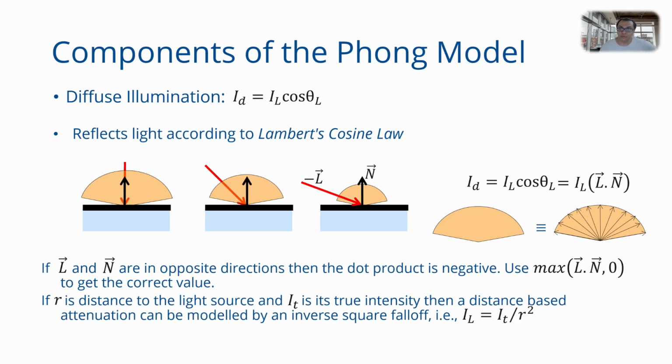Notice that the diffuse component only depends upon the position of the light source with respect to the surface and the surface normal. It does not depend upon where you are looking at the surface from. So you can look at the surface from whichever direction you want, and you will perceive the same amount of reflected illumination, because the reflected illumination is the same in all directions.